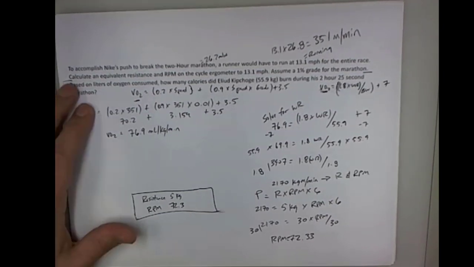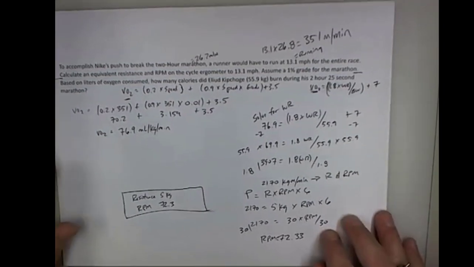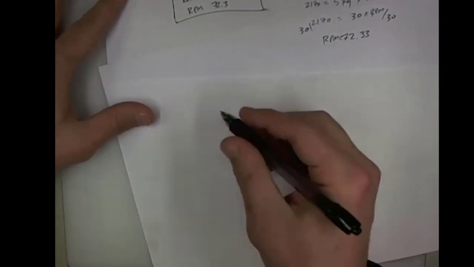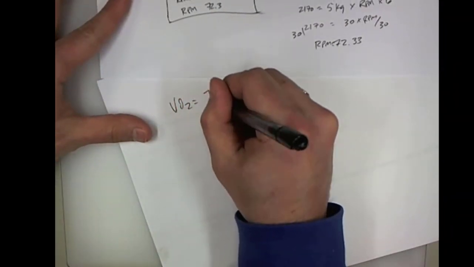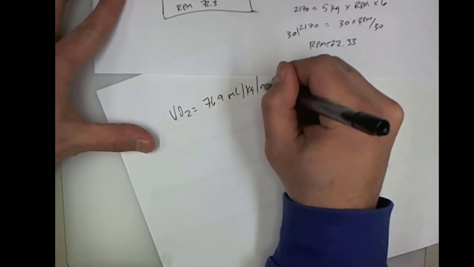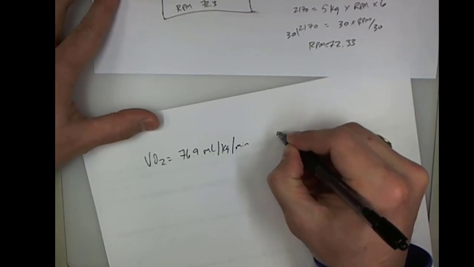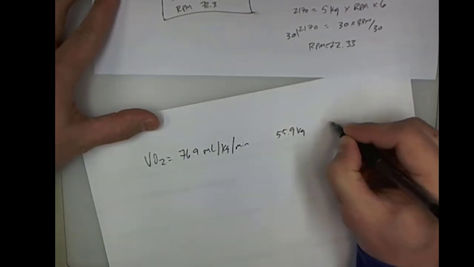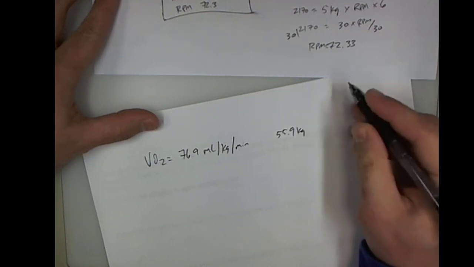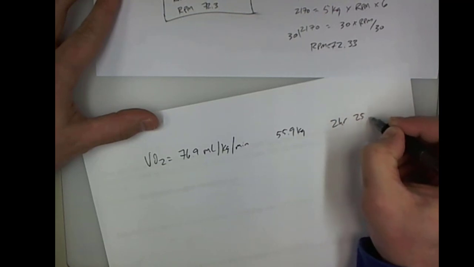Next, we want to say, based on the liters of oxygen consumed, how many calories did he burn during his 2-hour and 25-second race? Here we'll start a new page. Again, his VO2 is 76.9 mils per kg per minute. We know his body weight from the question is 55.9 kilograms. And the time that he spent exercising is 2 hours and 25 seconds. So we need to convert that into minutes.